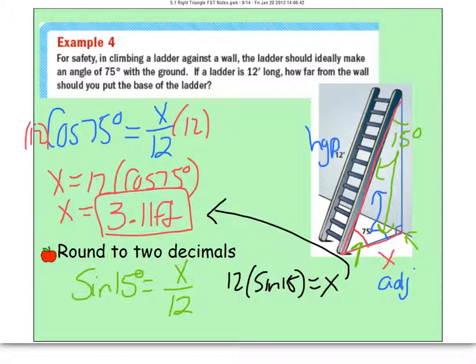So you don't always have to use the angles they give you. You can always compute other angles if they're missing in the triangle.